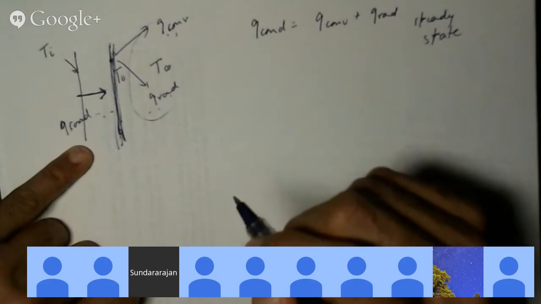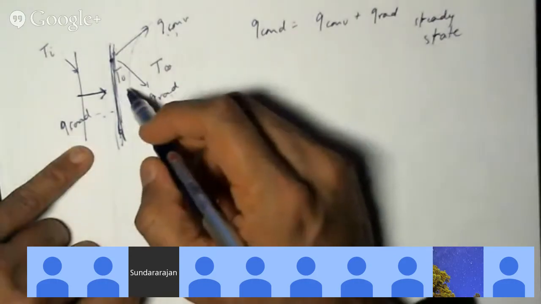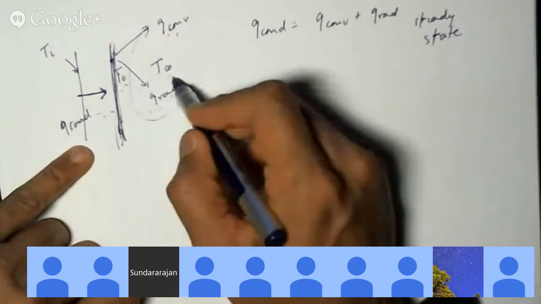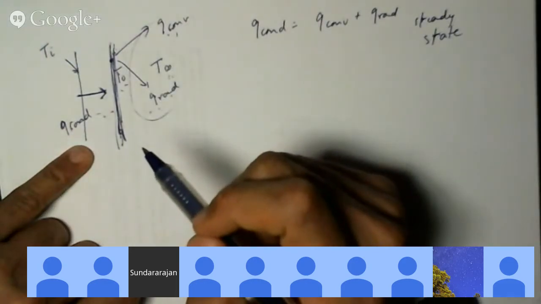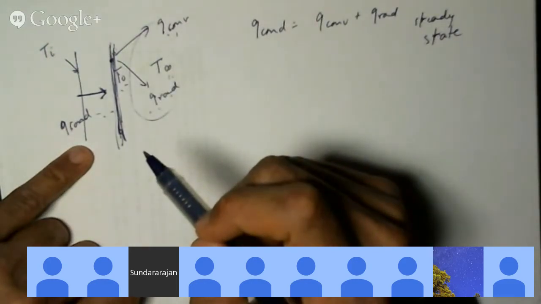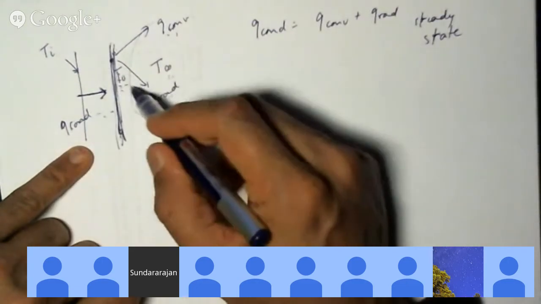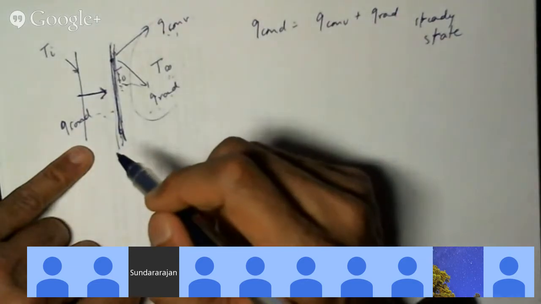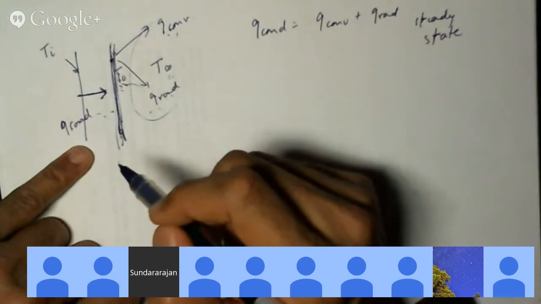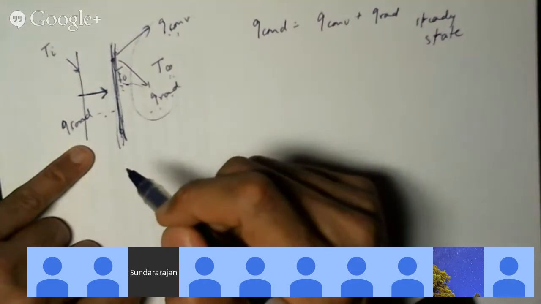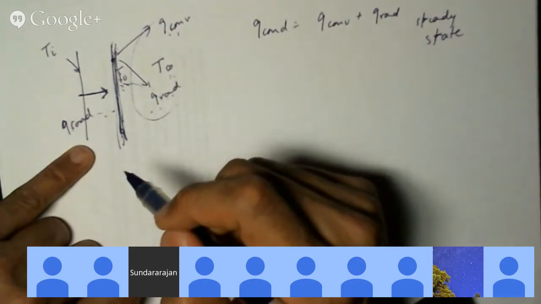How does it also get out by radiation? Because there is a temperature difference. There is no material, no solid material, so it can radiate. Do you get it? Yeah.